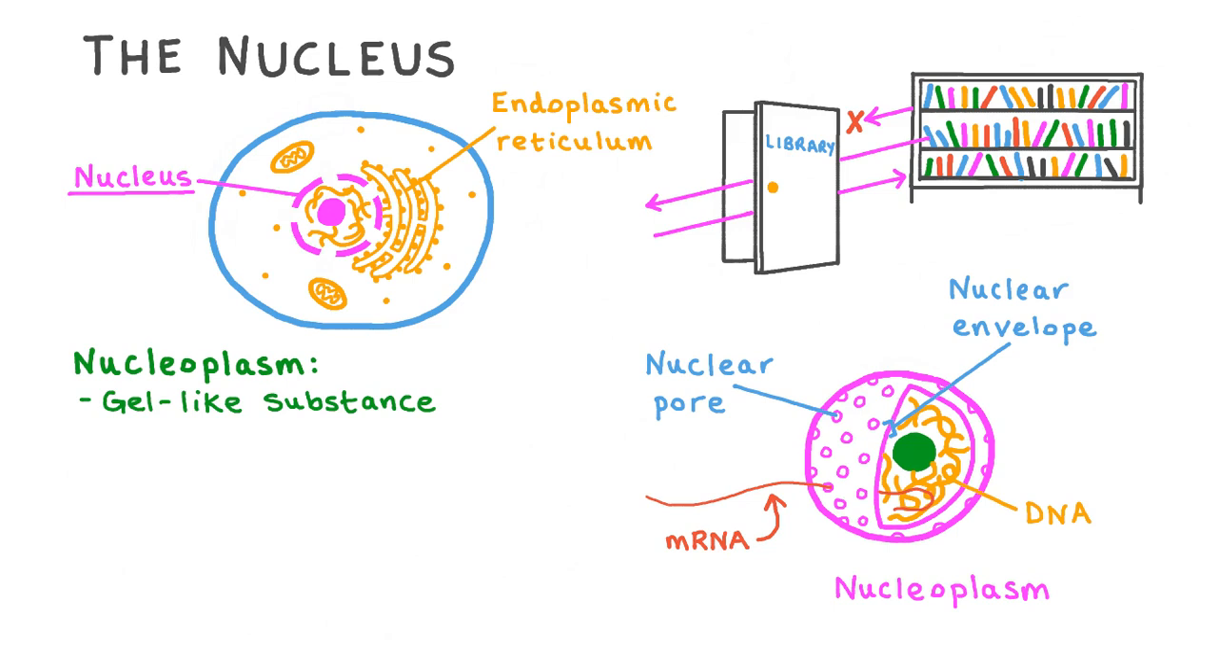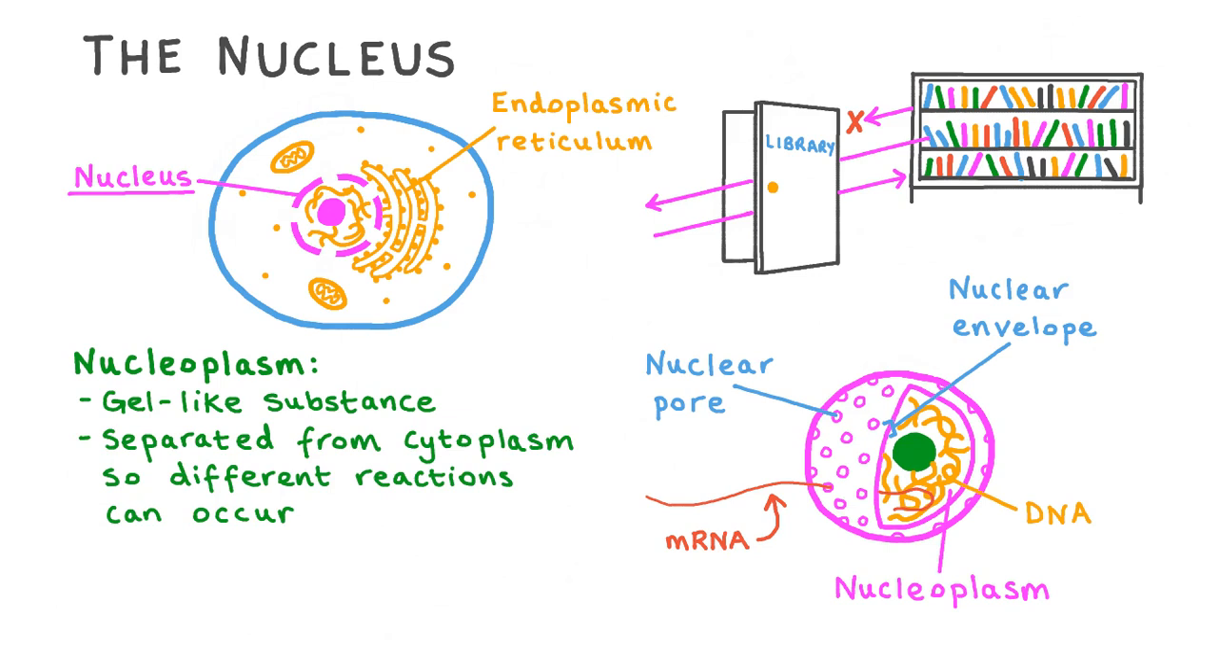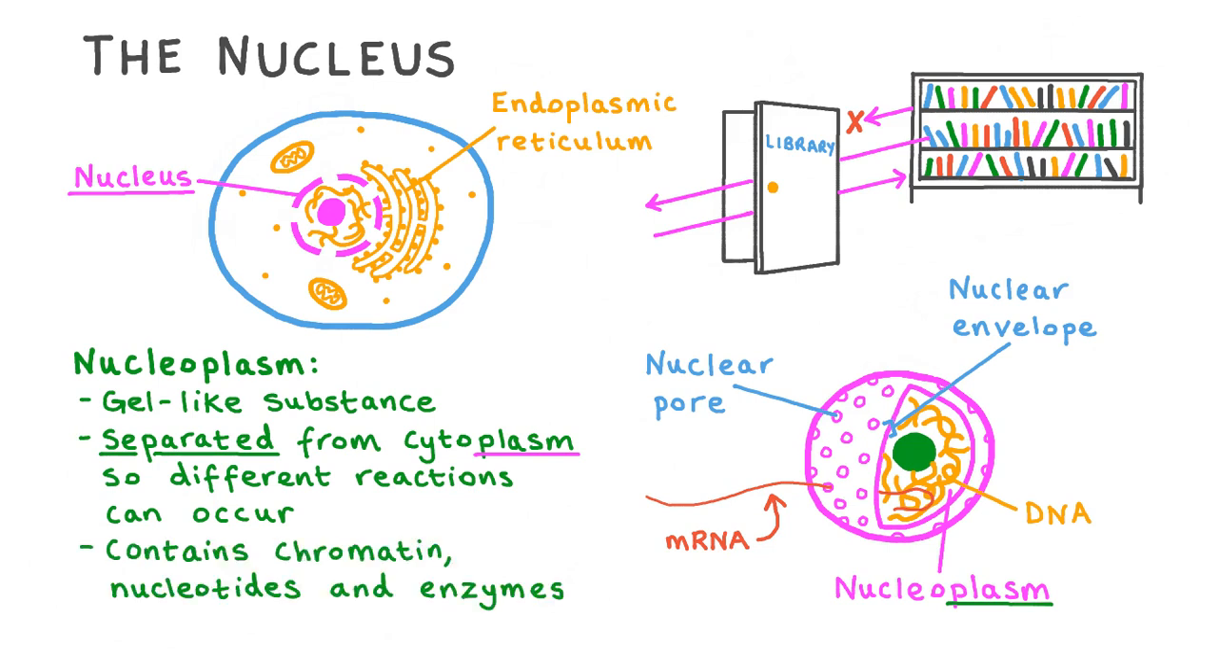Within the nucleus is a gel-like substance called the nucleoplasm. The chemical reactions that occur in the nucleoplasm are separated or compartmentalized from the cytoplasm by the nuclear envelope. Notice how the words cytoplasm and nucleoplasm both have the same plasm suffix. This is because the cytoplasm is the liquid portion of the cell and the nucleoplasm is the liquid portion of the nucleus. The nucleoplasm contains DNA in the form of chromatin, as well as many other substances including nucleotides and enzymes which are used in DNA replication.